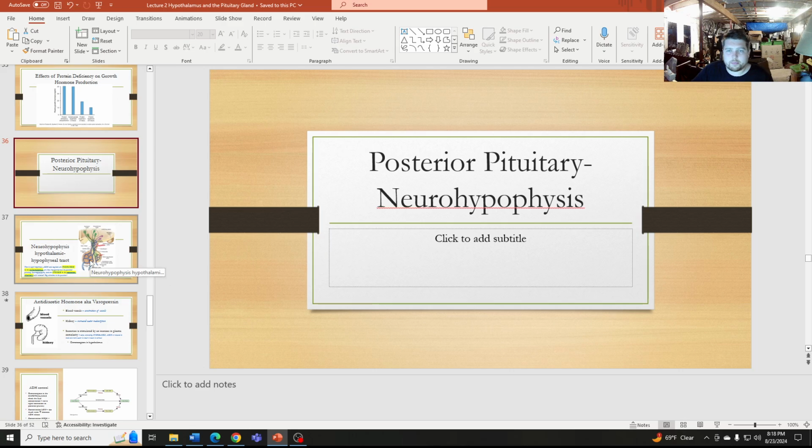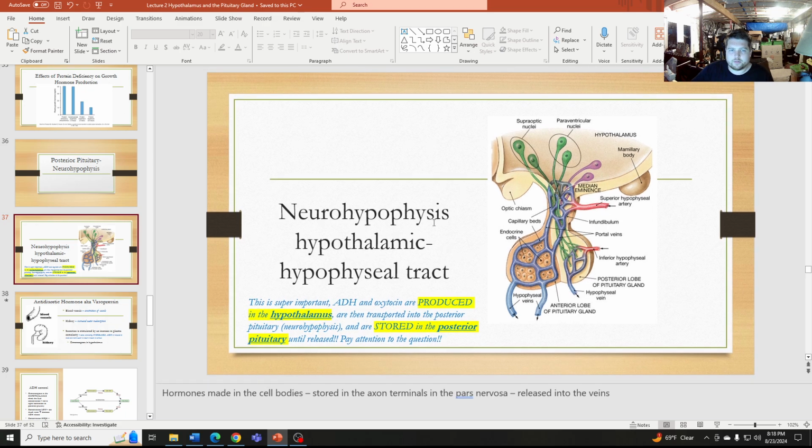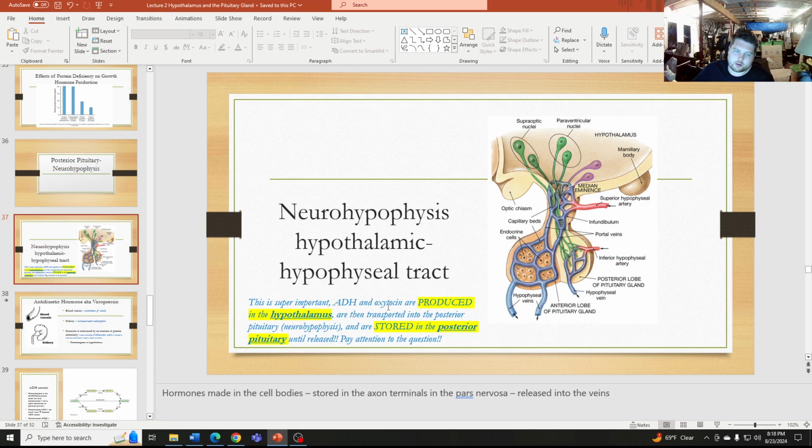Getting into the posterior pituitary, aka the neurohypophysis. This one's a little bit similar. There's not as much stuff to go through with this one. So we have two that we're going to see: ADH, antidiuretic hormone, and oxytocin. I put this in highlighted and bolded because it's really important. It's always tested on by teachers because it's the only example of it.